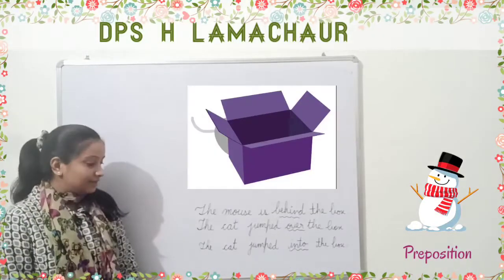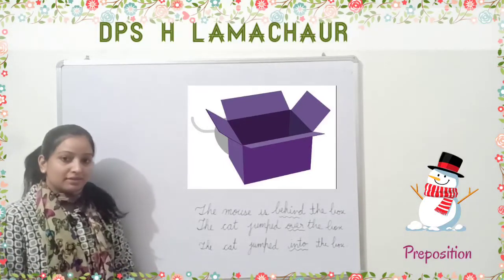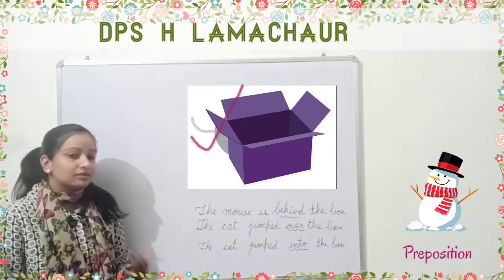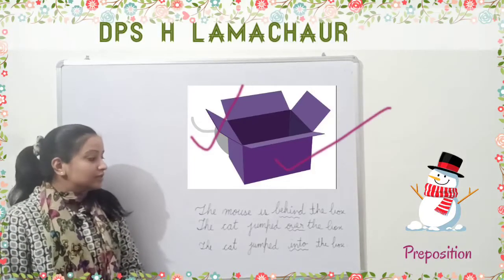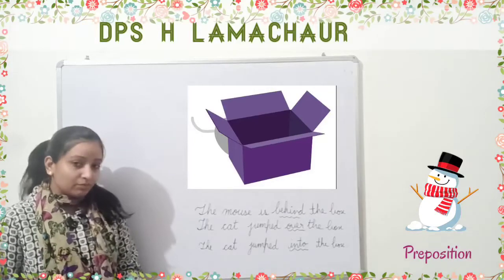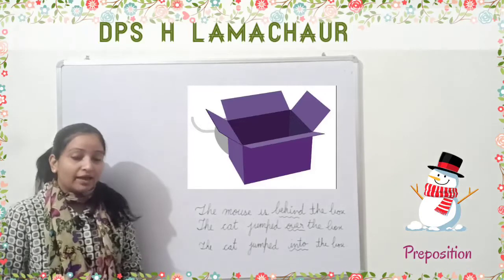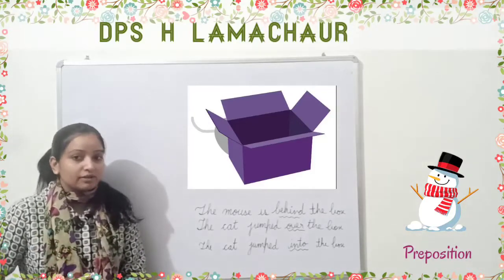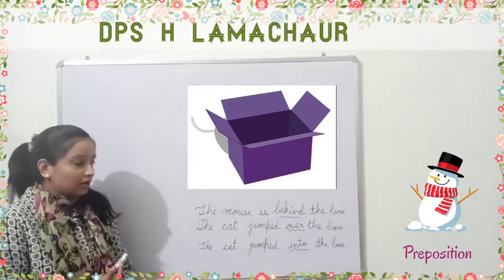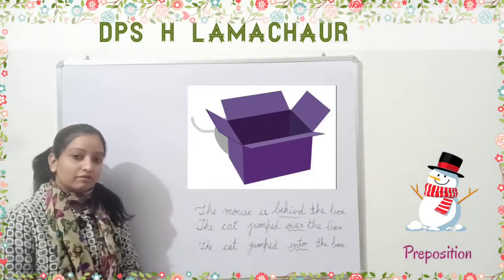Next sentence is the mouse is behind the box. Where is the mouse? Here. Where is the box? Here. So where is the mouse? The mouse is at the back of the box. So here we will use behind. Behind means at the back of something. So as you can see here that the mouse is at the back of the box. So here we will use behind.